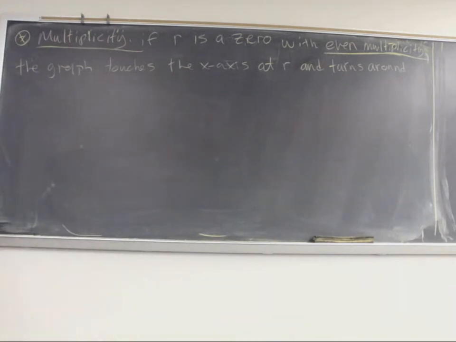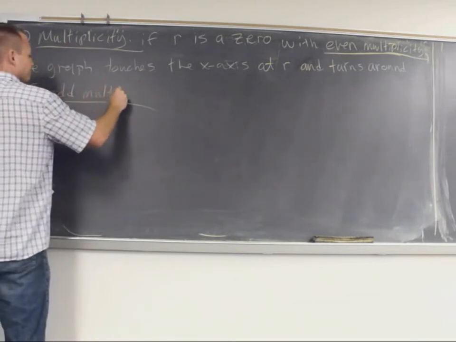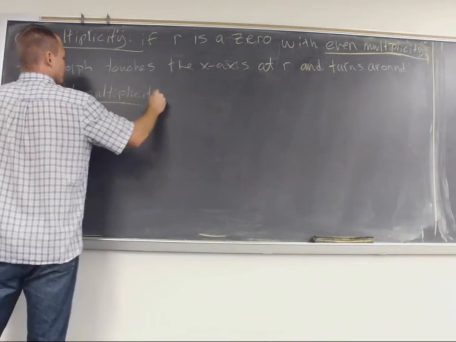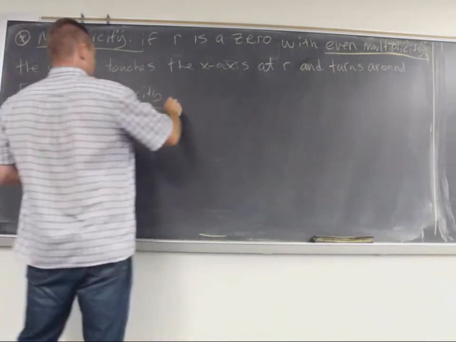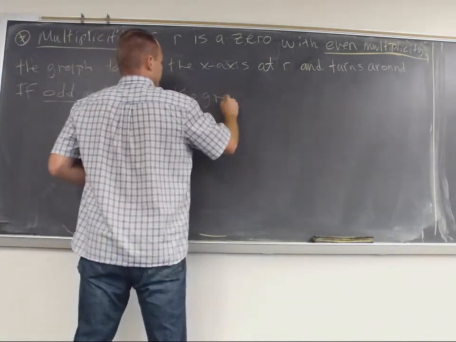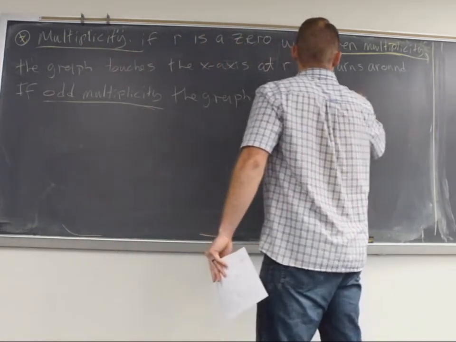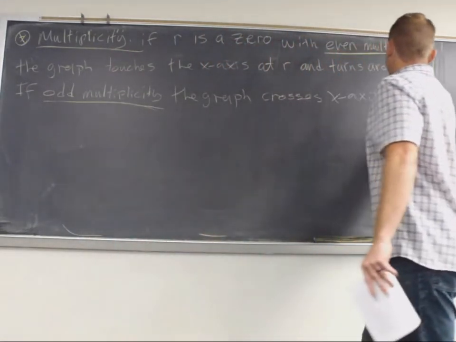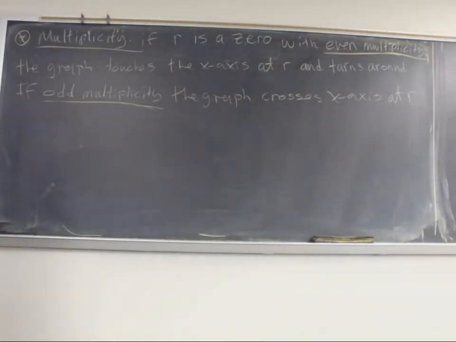All right. If odd multiplicity, the graph crosses the x-axis at R. All right, let's look at an example. Pause the video. I'm about to erase it.